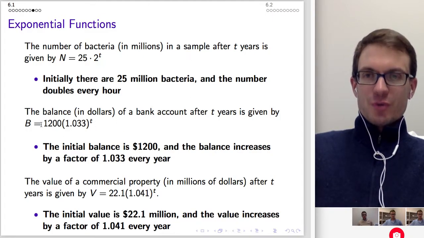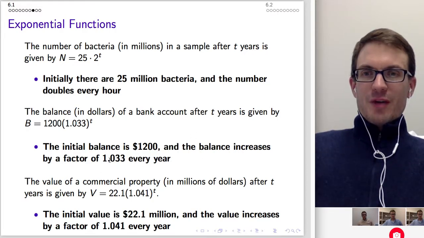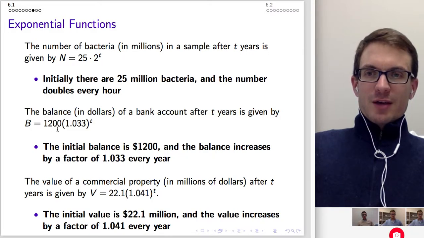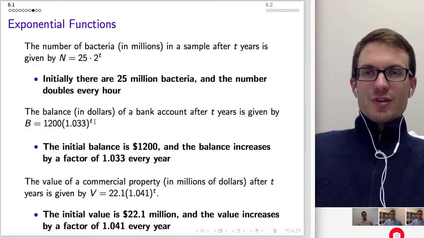So the initial balance is 1,200. The balance increases by a factor of 1.033 per year. So every time we increase a year, we increase this exponent. And what that means is we're going to multiply whatever this product is by another instance of 1.033. Remember the interpretation of the exponent.